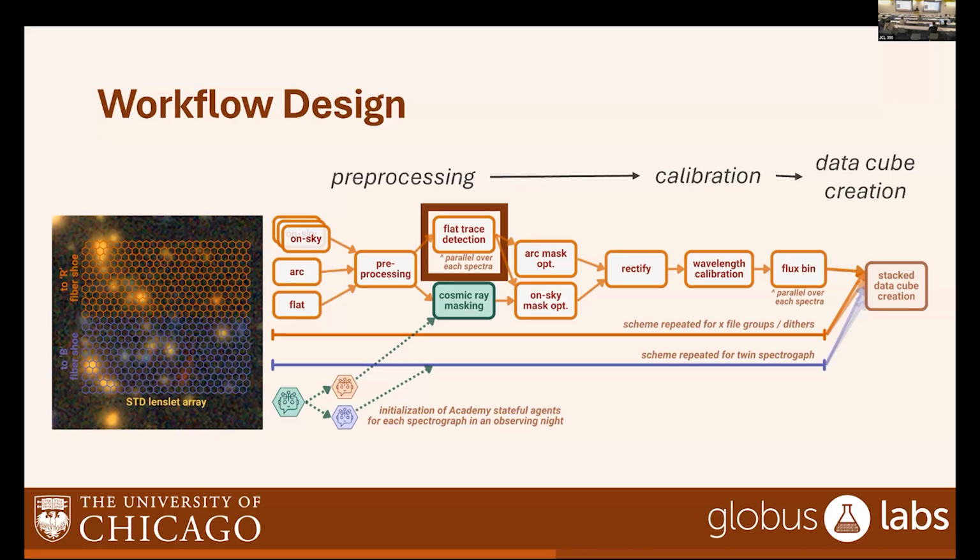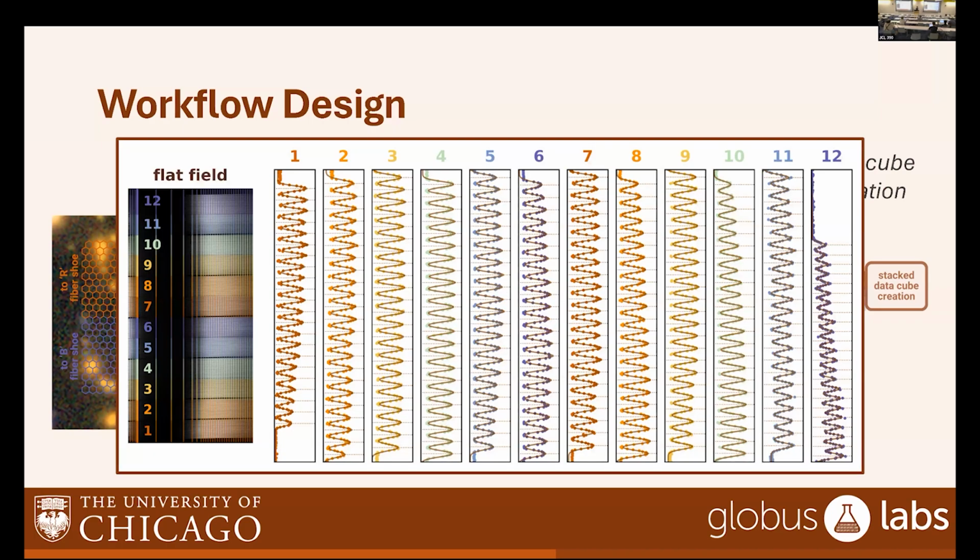So this is one example where I'm detecting the traces of the spectra. Effectively what happens here is I'm doing a bunch of multi-Gaussian fits, but the multi-Gaussian fits do not really depend on one another, which means that I'm able to use Parsl to send out all of these optimizing tasks in parallel, which leads to a much more efficient design.